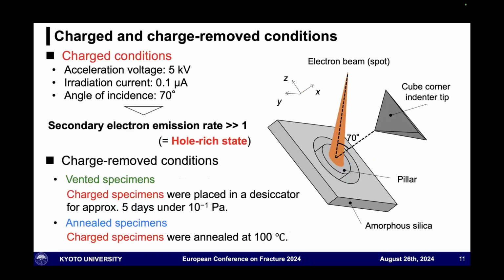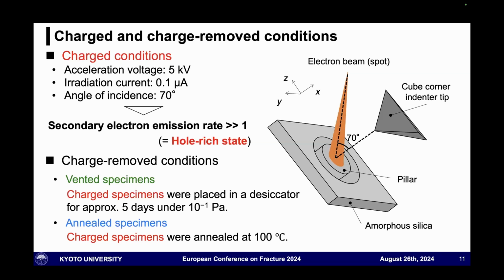Next, I will explain the charged and charge removed conditions. Regarding charged conditions, acceleration voltage was 5 kilovolts, irradiation current was 0.1 microampere, and angle of incidence was 70 degrees. Secondary electron emission rate can be estimated to be significantly larger than 1. So this experimental condition realized a hole-rich state.